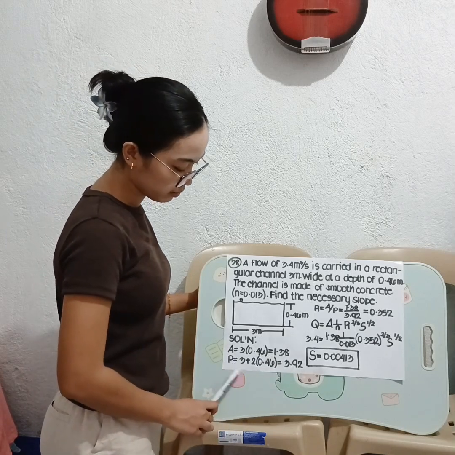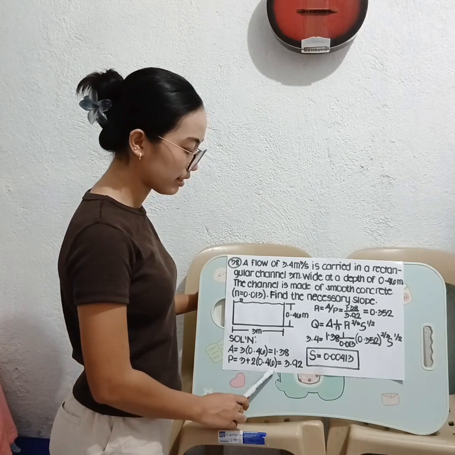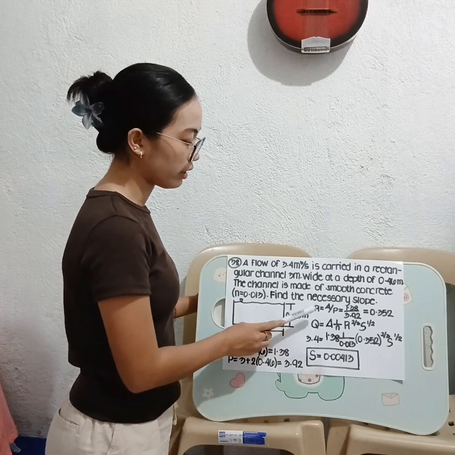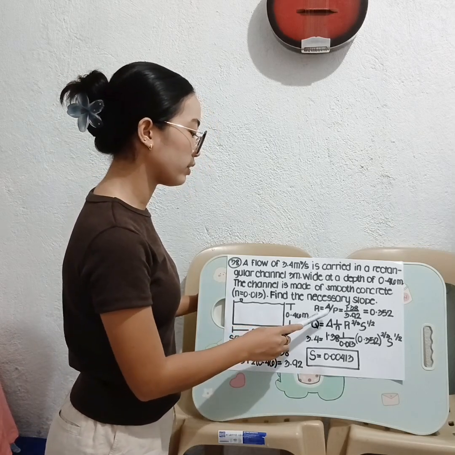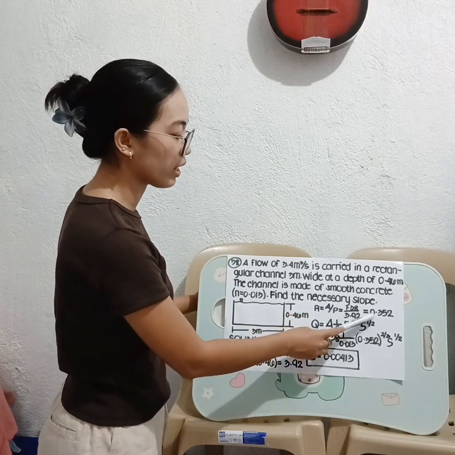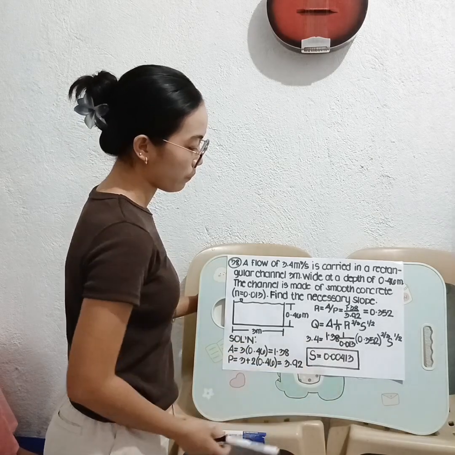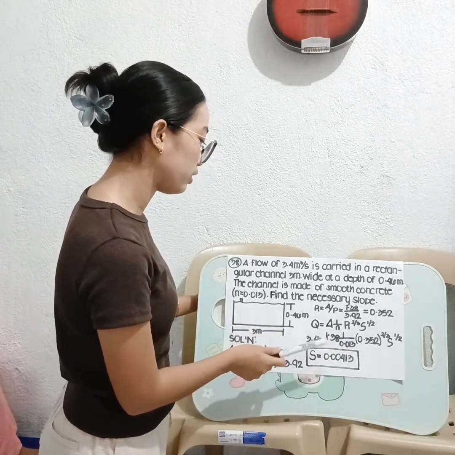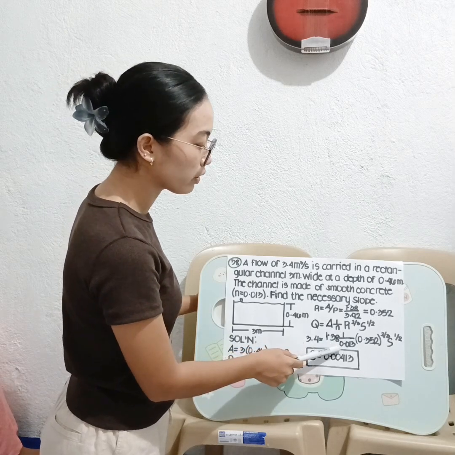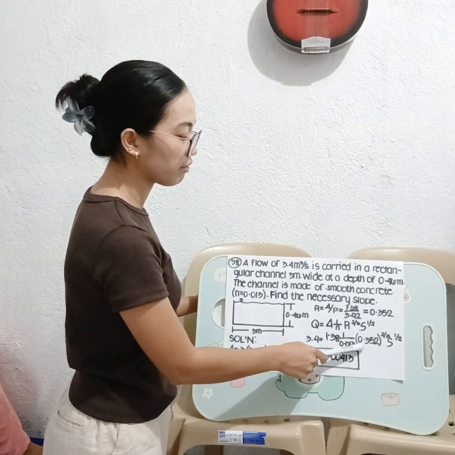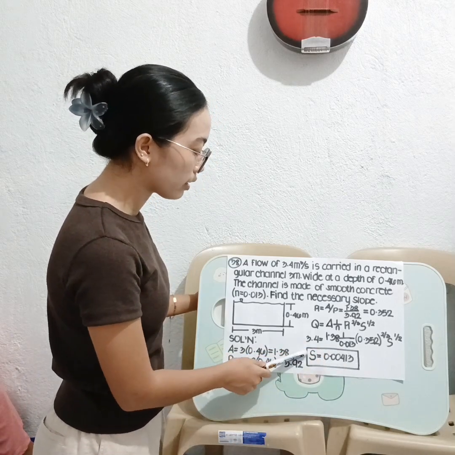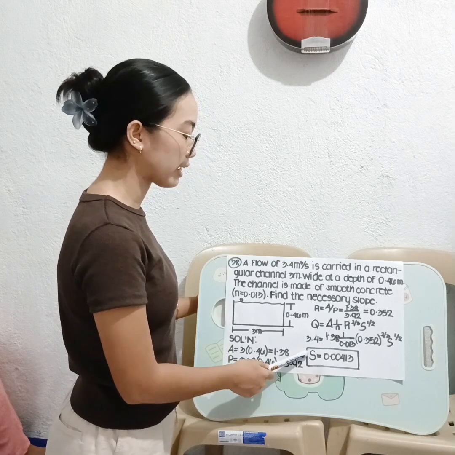Our perimeter is 3 plus 2 times 0.46, which is equal to 3.92. So our hydraulic radius is equal to area over perimeter. We have 1.38 over 3.92, which is 0.352. So we use this formula, then substitute the given. We have 3.4 equal to 1.38 times 1 over 0.013 times 0.352 raised to 2/3 times s raised to 1/2. So we get a slope of 0.00413.